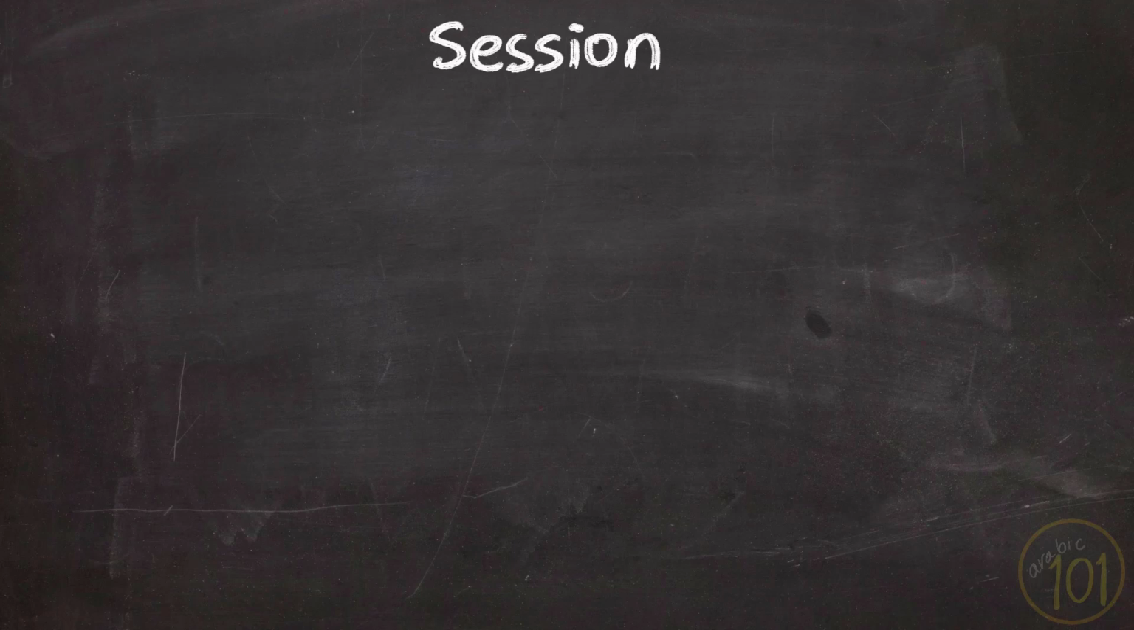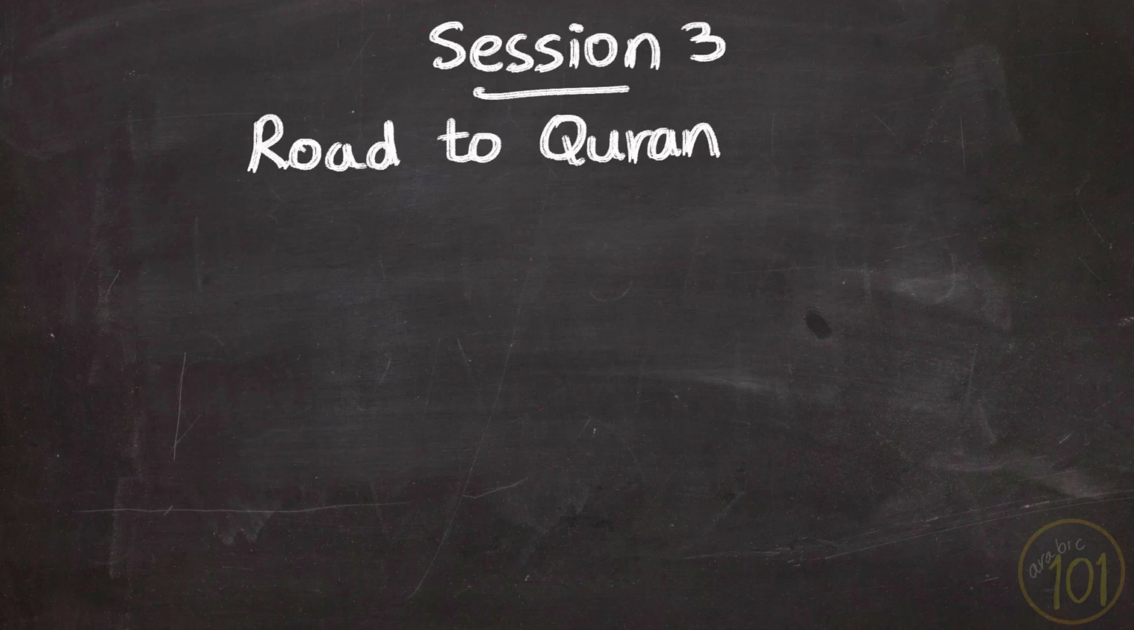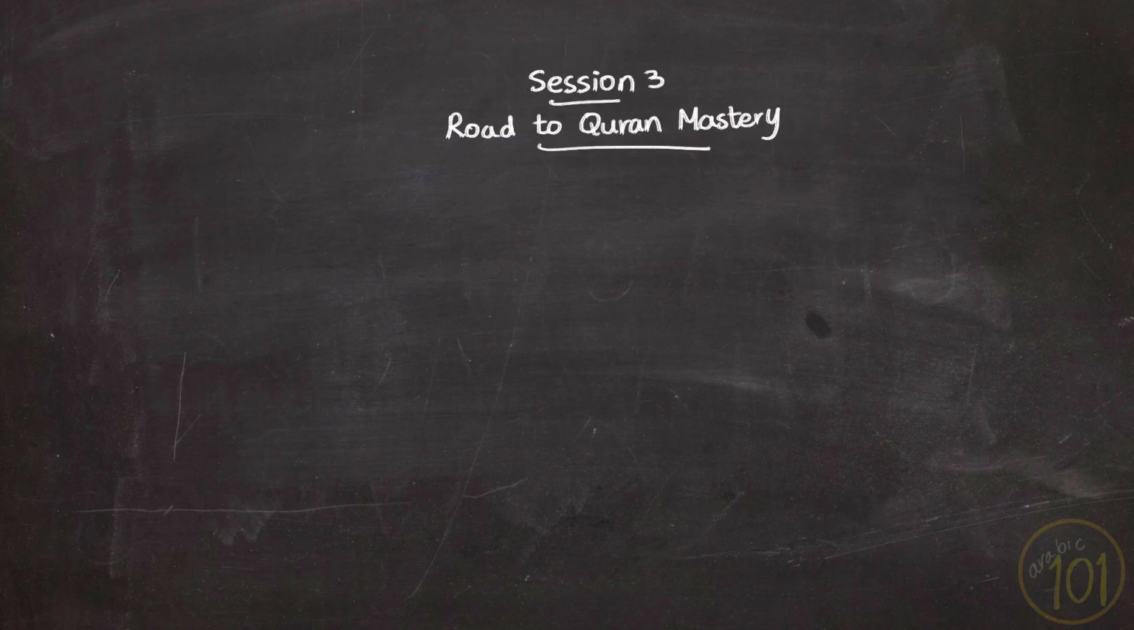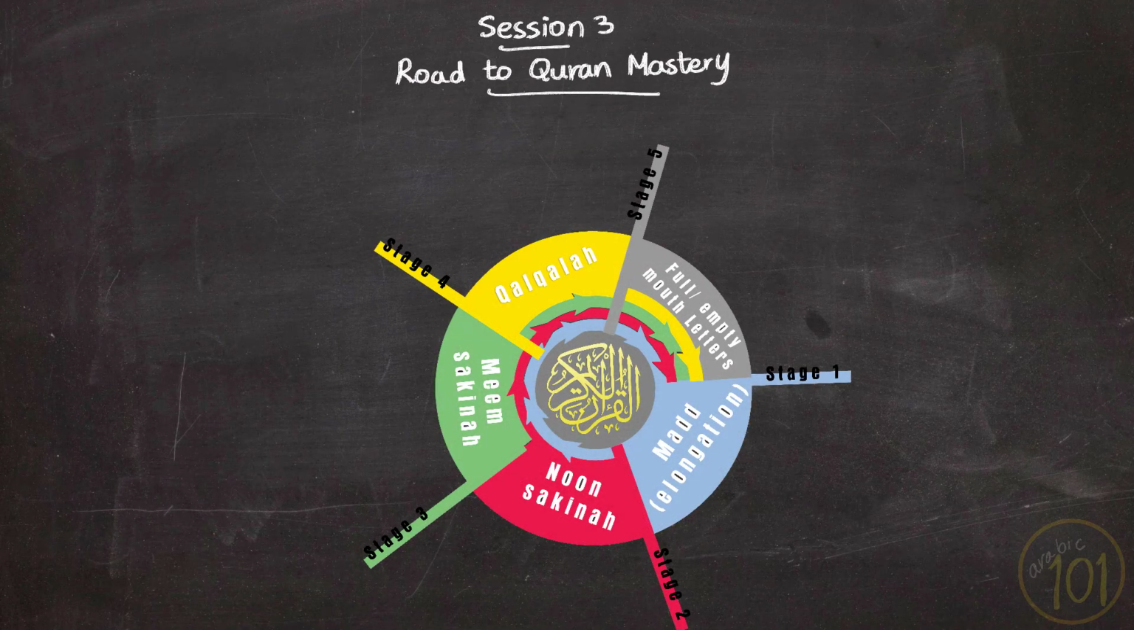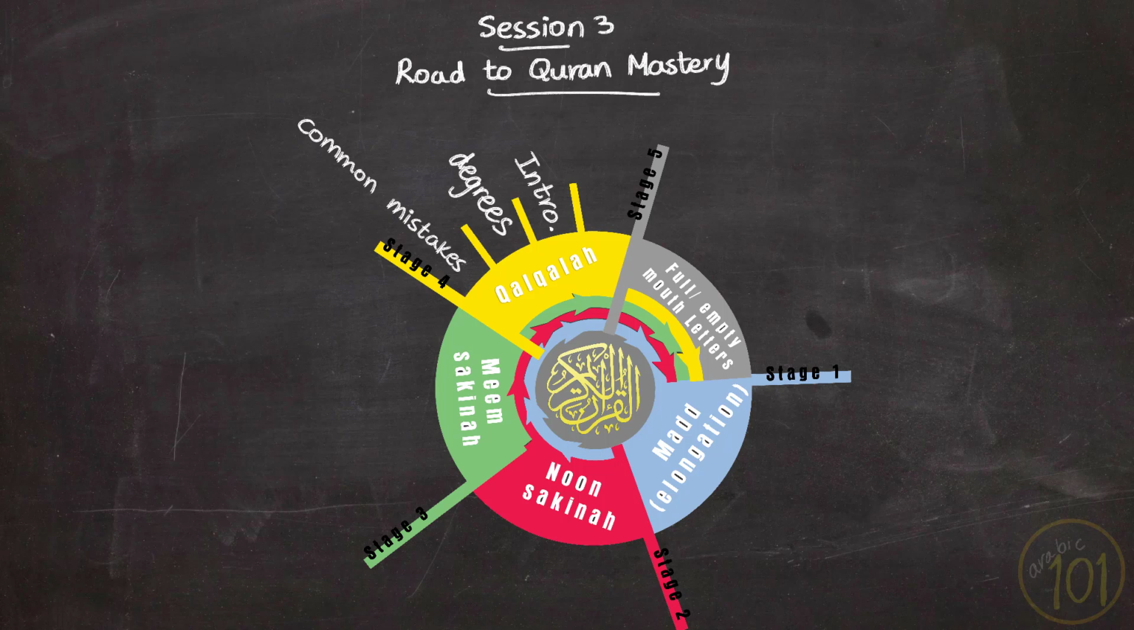This is session 3 of stage 4 of our Road to Quran Mastery series. This is going to be the last session about stage 4 of Qalqalah. After the first session, you should be able to know what Qalqalah is and how to perform it. And in the second session, we learned the different degrees of Qalqalah and how to perform them. And in this last session, it is time to talk about the most common mistakes related to Qalqalah.